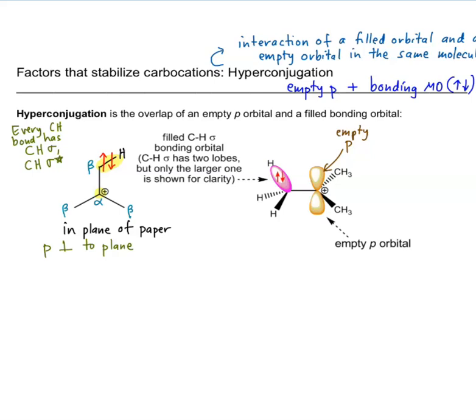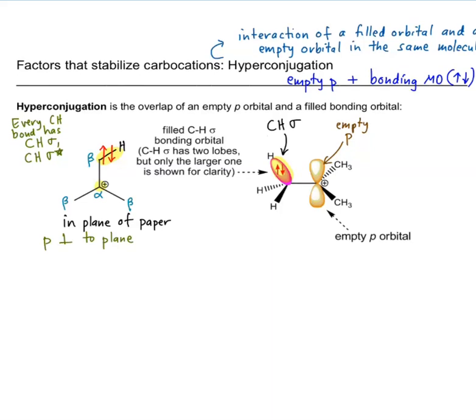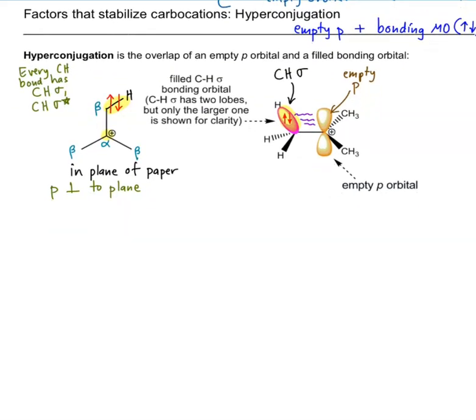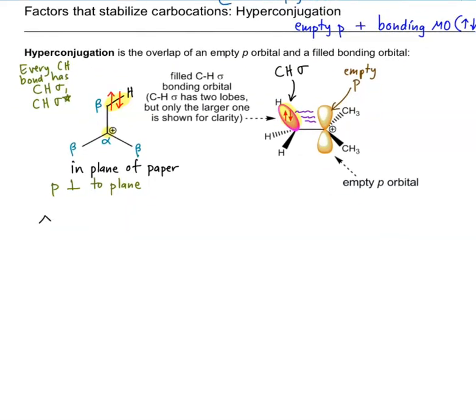The molecular orbital that I highlighted in the structure on the left is going to be this one right here. So this is a CH sigma molecular orbital. It's a bonding orbital. Okay, so these two orbitals are going to interact. So there's going to be an interaction between the two. Now let's think about what that means for the electrons that are in that bonding orbital.